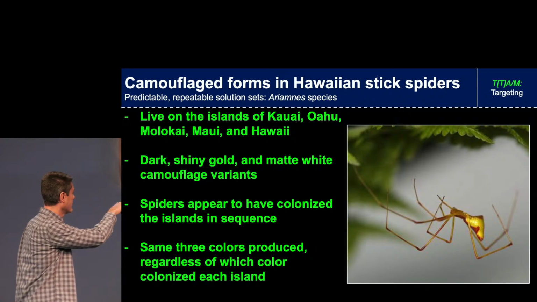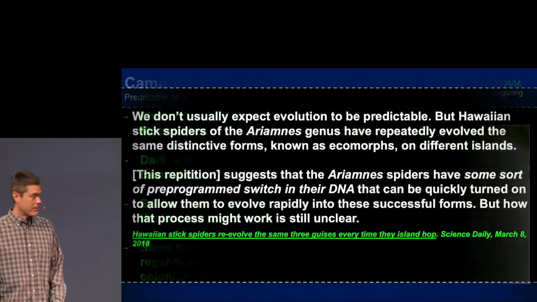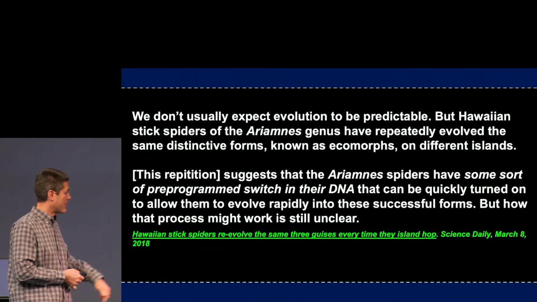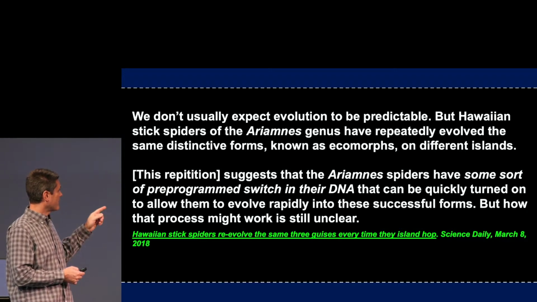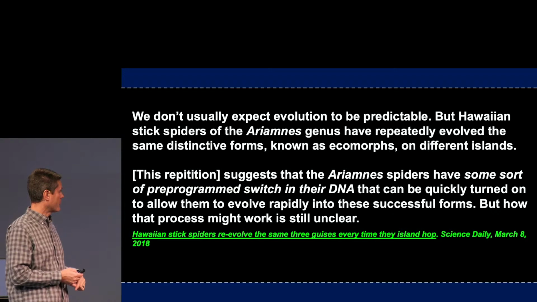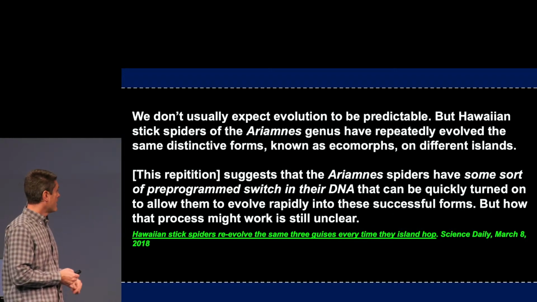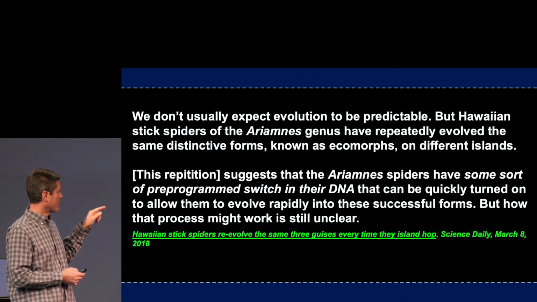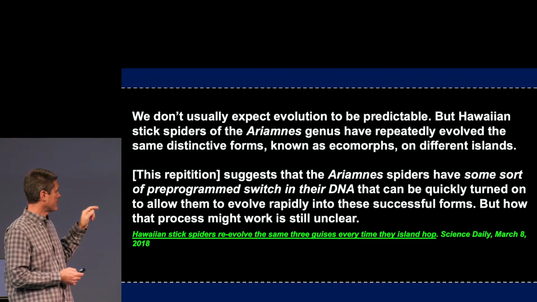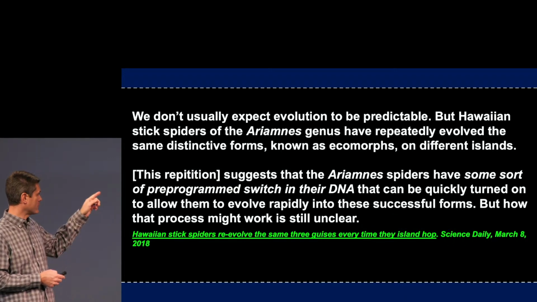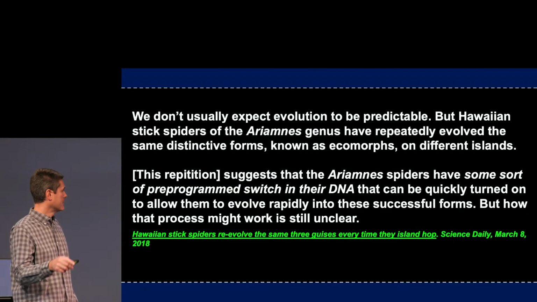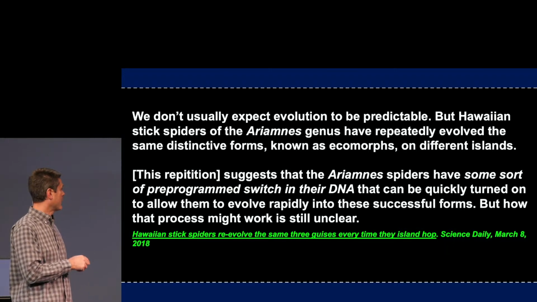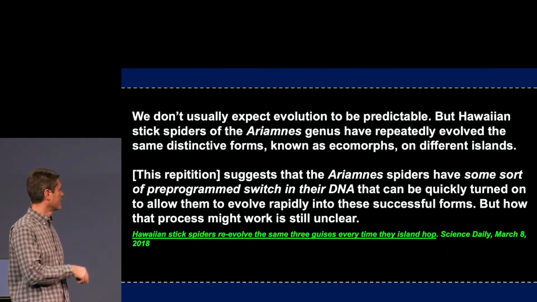And so here's what Science Daily has to say about this study. It says, we don't usually expect evolution to be predictable, but Hawaiian stick spiders of the Aramines genus have repeatedly evolved the same distinctive forms, known as ecomorphs, on different islands. This repetition suggests that the Arizonaria spiders have some sort of pre-programmed switch in their DNA that can quickly be turned on to allow them to evolve rapidly into these successful forms. But how that process might work is still unclear.